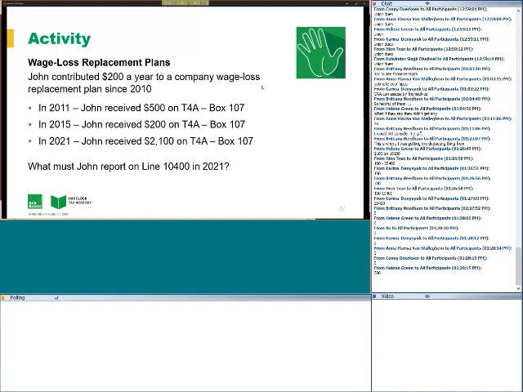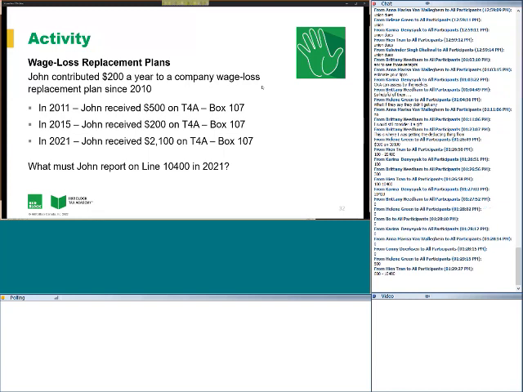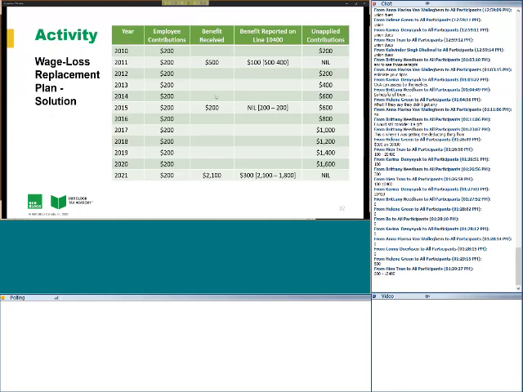2012, those contributions got used in 2015. 13, 14, 15, 16, 17, 18, 19, 20, 21. How many more years is that times 200? Is he going to have taxable income or zero? It's going to have a bit. And it's going to go on line 10400. Excellent.